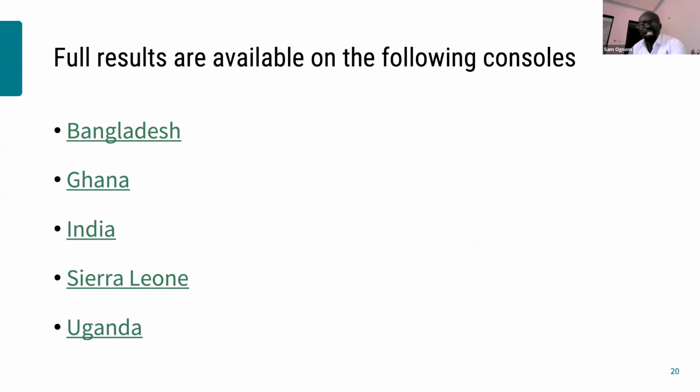Now, the detailed results can be found in these consoles. We have all the data, all the results for Bangladesh, for Ghana, for India, Sierra Leone, and for Uganda. Detailed results can be found in these consoles. Next, please.